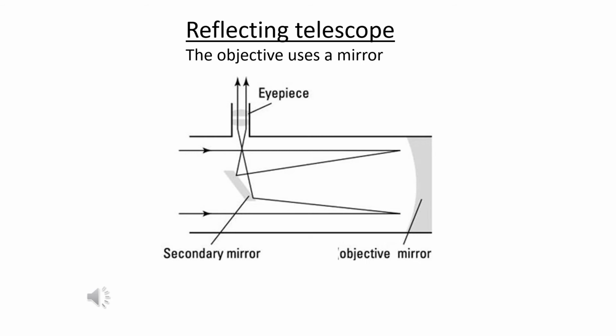Now, if we were trying to stick our head in there and look at it, we would block the light. So the clever part of this telescope is that little secondary mirror there you see in the middle, which reflects the light out through the side of the telescope, and that's where you put your eyepiece. So the image is actually formed through the eyepiece into your eye.